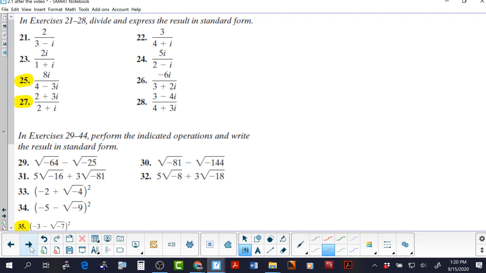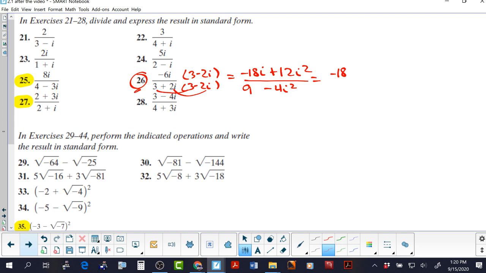Next exercise 21 and 28, divide and express the result in standard form. So let's do 26. Yeah, that's fine. 3 minus 2i and 3 minus 2i. That's negative 18i plus 12i squared when we distribute the negative 6i. So this is going to be 9. The two middle ones will cancel each other out, negative 6i and positive 6i. Then the last is minus 4i squared.